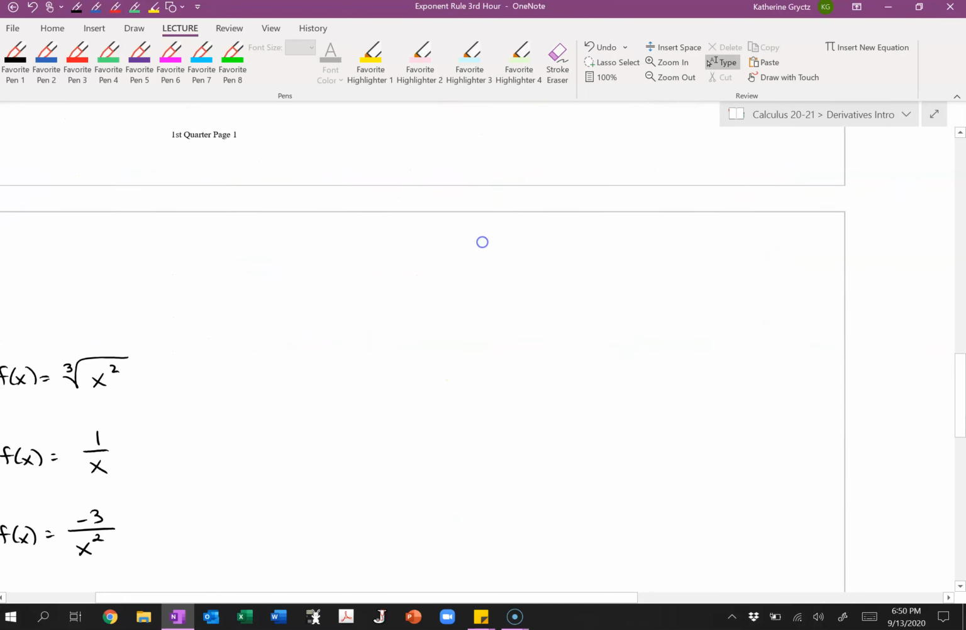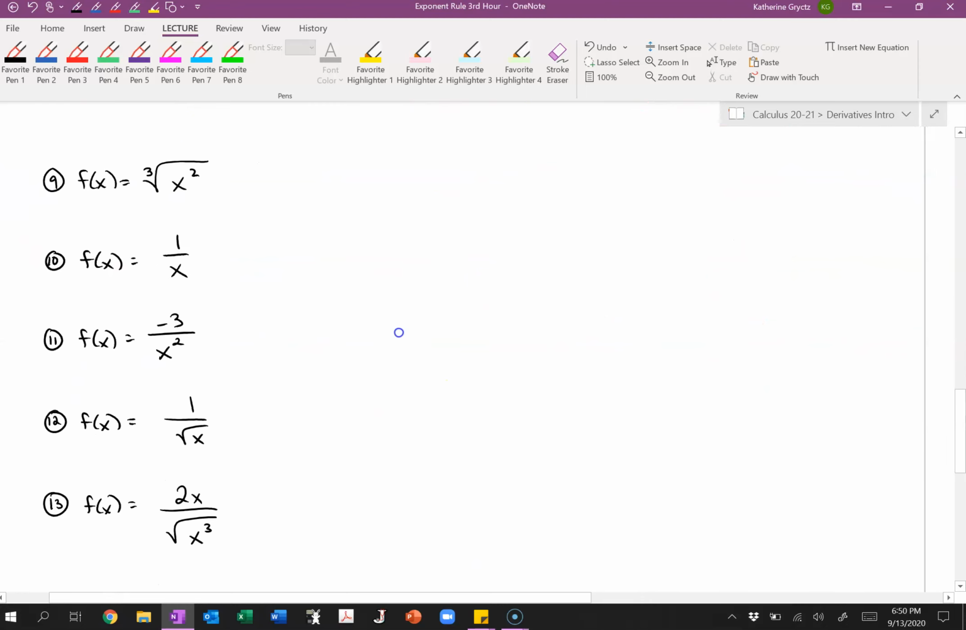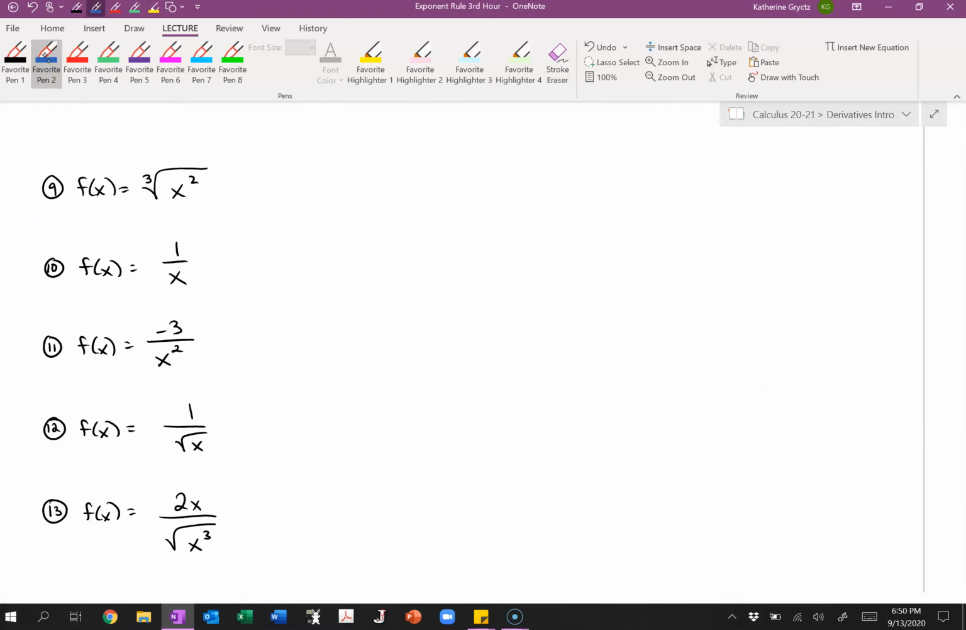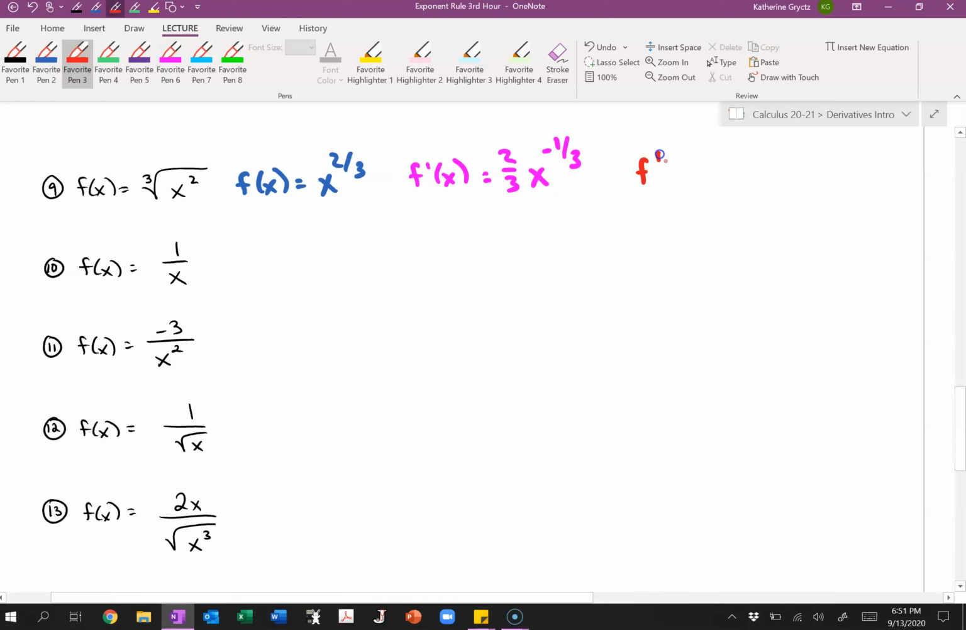All right, so we're going to try some more. So we're going to still have to rewrite. So number 9, we're going to rewrite this as x to the 2/3. This one is the cube root of x squared. So when we take the derivative, we're going to end up with 2/3 x to the negative 1/3. This x does have a negative exponent, so it's going to have to move to the bottom. The only thing that's left in our numerator is the 2. The 3 is going to be on the bottom, along with the cube root of x to the 1st. And there's our derivative.